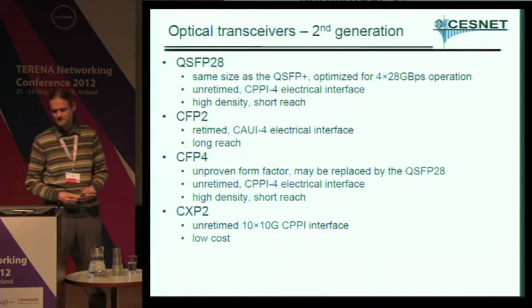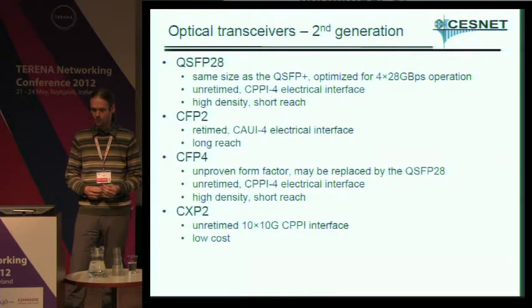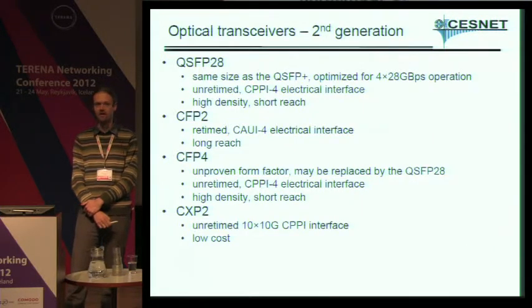Then there's the second generation of transceivers. These transceivers use 4 lanes in the physical layer. Therefore, each lane has 25 gigabits per second speed.